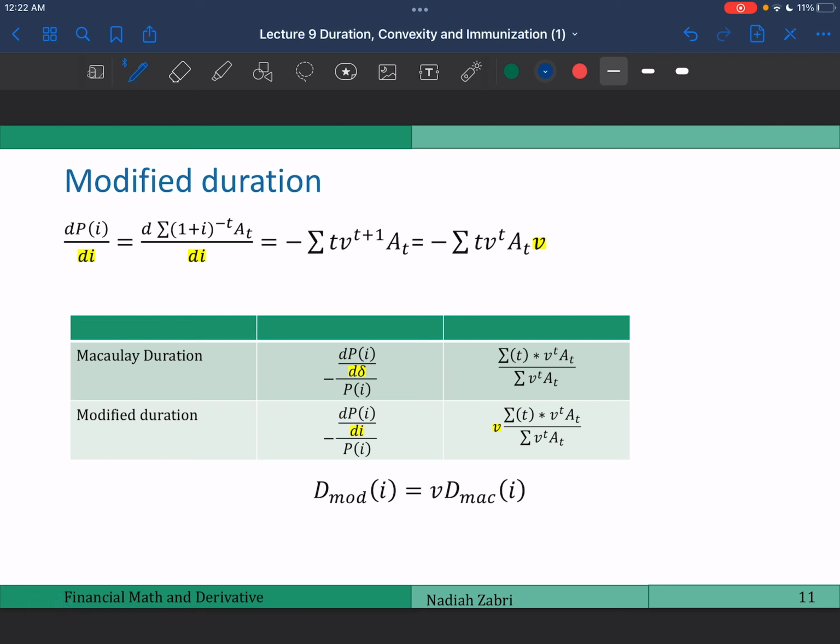Moving on, modified duration. We know Macaulay duration is a measure of price sensitivity against the change of delta, or force of interest. But the common measure of change of yield is change of i instead of change of delta. That's why we derive modified duration. Let's first find the first derivative of the price function with respect to i. If we solve it, you will get as follows. The difference between this and the Macaulay duration's numerator is this part, this v. Other than that, it is exactly the same. So the modified duration is simply equal to the Macaulay duration times v.